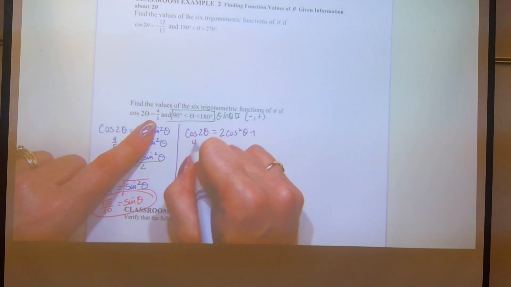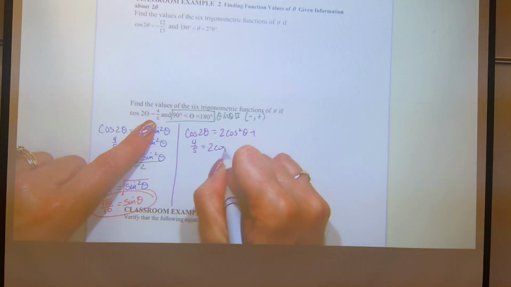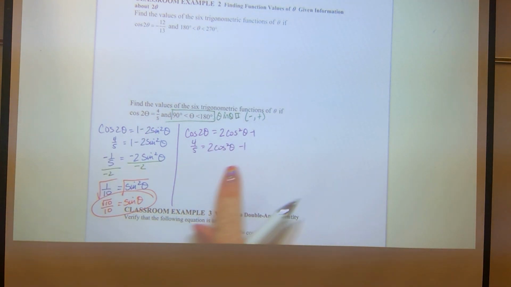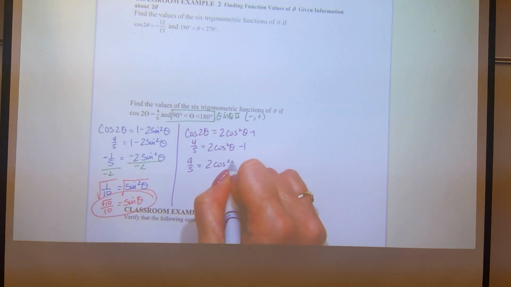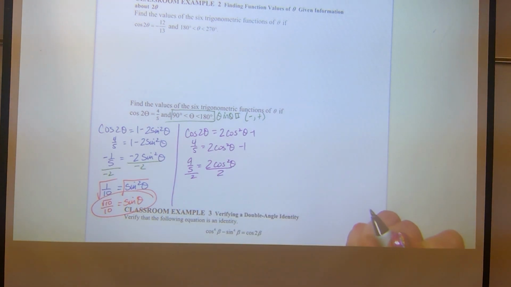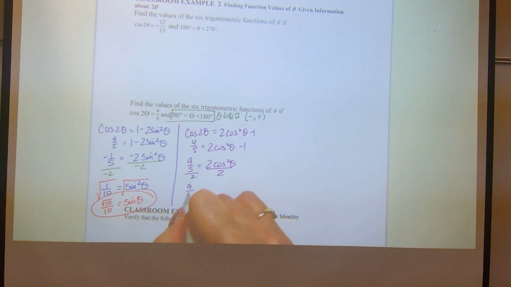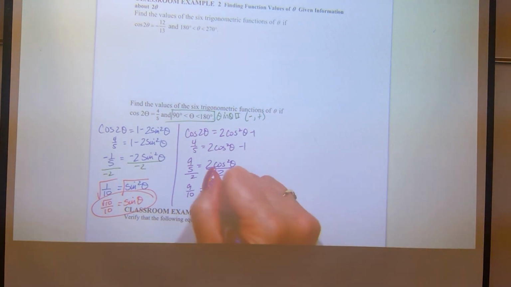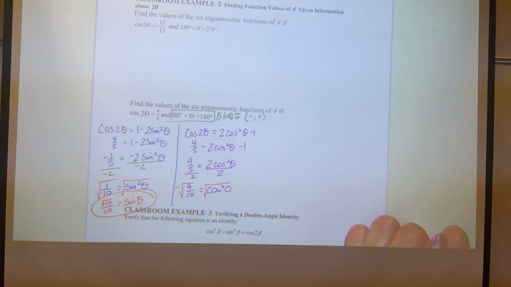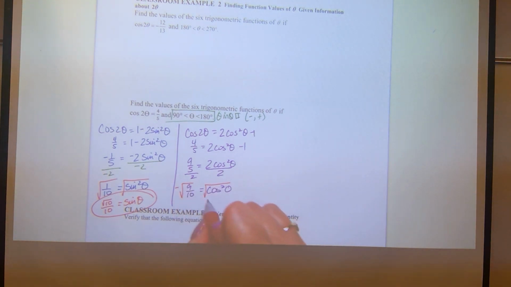Cosine of the double angle is 4/5 still. To solve here, I'm going to add 1. So I'm going to add that 5/5. That gives me 9/5 equals 2 cosine squared theta. Divide by 2. 9/5 times 1/2 is 9/10, cosine squared theta. I am in quadrant 2, and I know cosine is negative in quadrant 2. Well, square root of 9 is 3. So I've got a negative 3 over square root 10, so that becomes a negative 3 square root 10 over 10 as the cosine of theta.